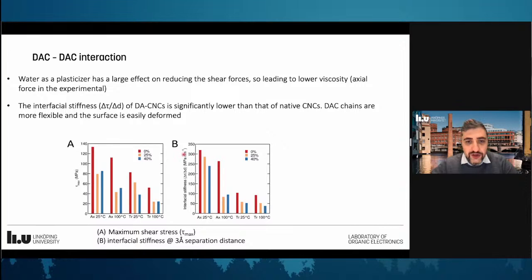The second plot shows the interfacial stiffness that we measured with MD. This shows that the shell region of dialcohol cellulose is affected quite a lot by temperature. The interfacial stiffness is significantly lower when we increase the temperature compared to native cellulose, and that means that these chains are very flexible and they can easily adapt and adjust to the applied forces during the experiment.